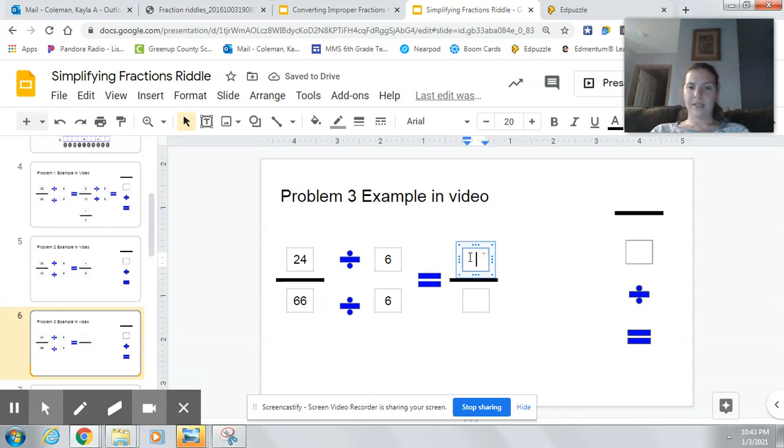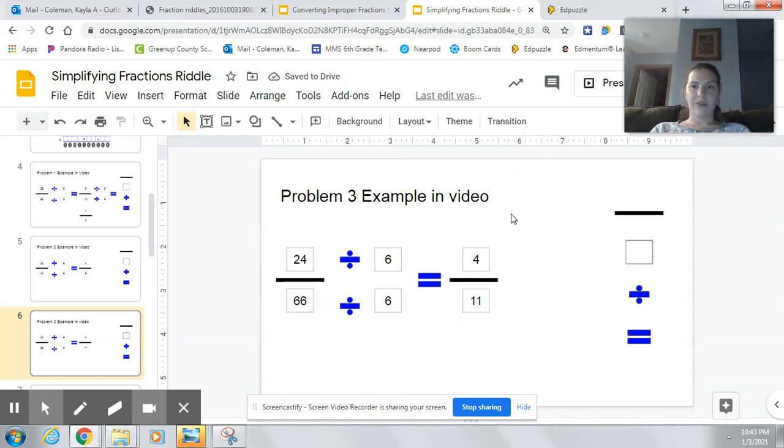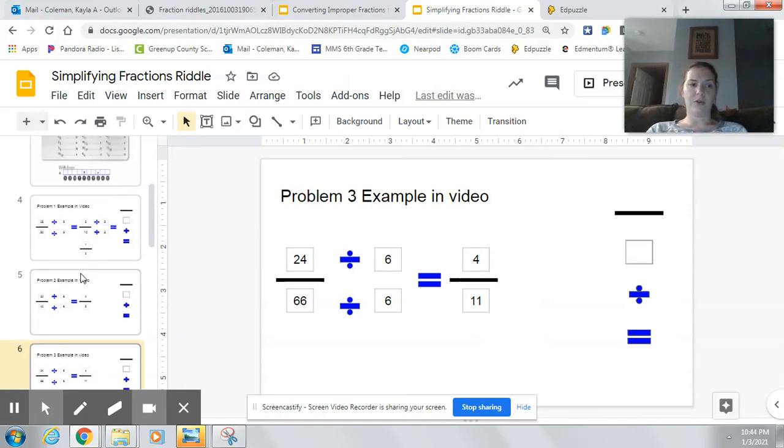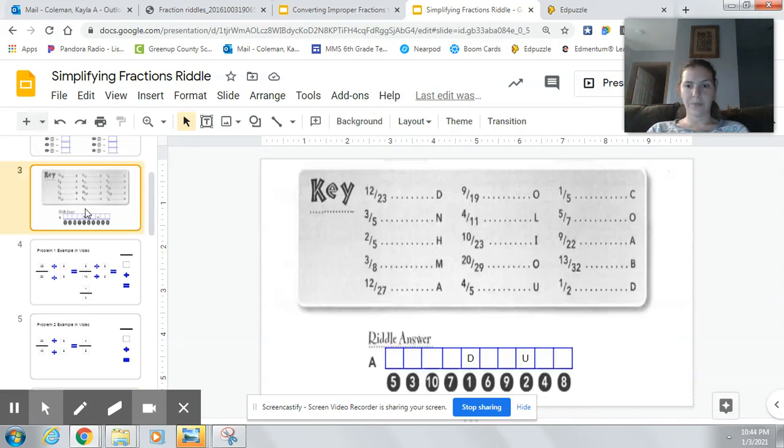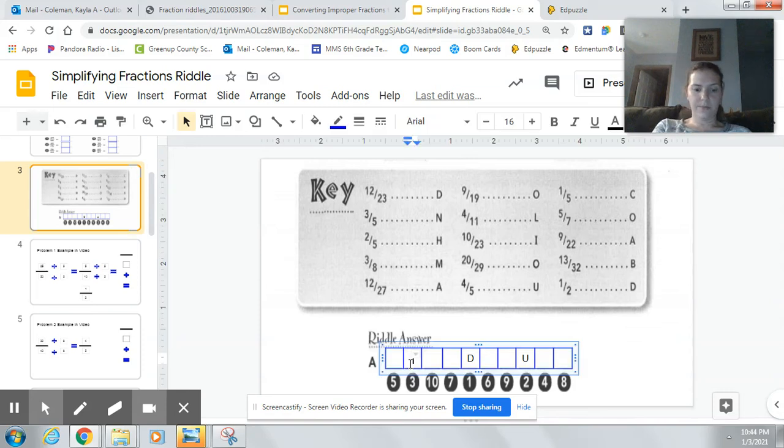24 divided by 6 is going to be 4. 66 divided by 6 is going to be 11. There's nothing else I can divide 4 and 11 by that's a common factor, so 4/11 is simplified. I'm going to look for it in my answer key. There it is. The answer is L, so 3 is going to be L.